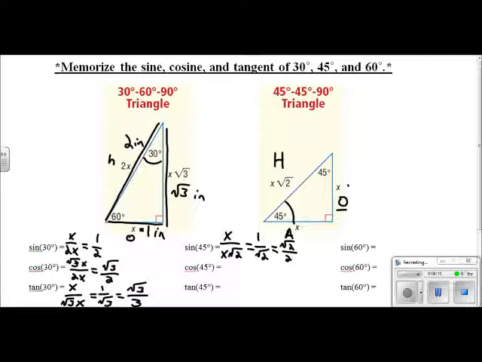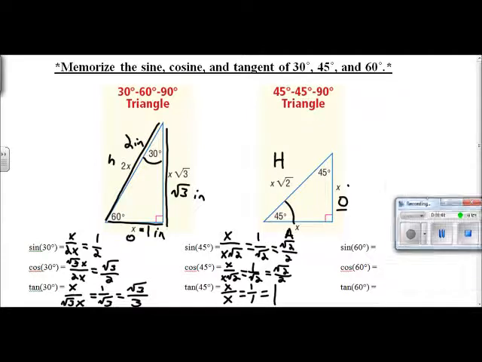Cosine of 45 degrees is adjacent, so again x over hypotenuse. And again, we want to reduce that down to 1 over root 2, but we don't want radicals in the denominator, so we'd say that is root 2 over 2. And the tangent of 45 degrees, remember, is the opposite over adjacent, which would reduce to 1 over 1, so we would just say that it is 1.